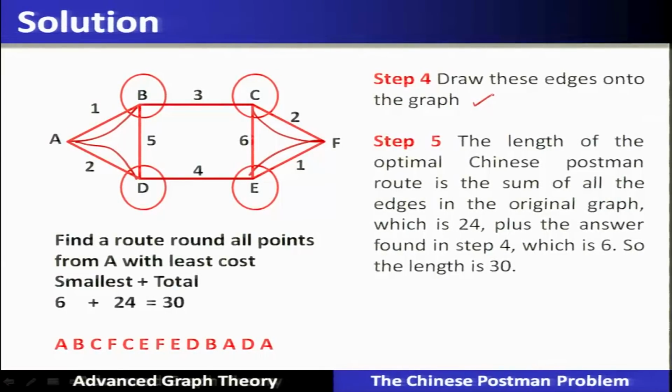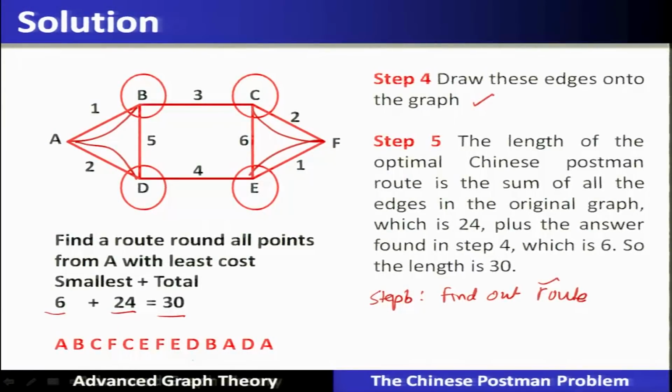Now, step 5 says that the length of the optimal Chinese Postman route is the sum of all the edges in the original graph, which becomes 24, and the extra edge cost, which we found out in step number 4, is 6. So, the total cost is 30. And the next step would be to find out that particular route. So, let us see how to find it.